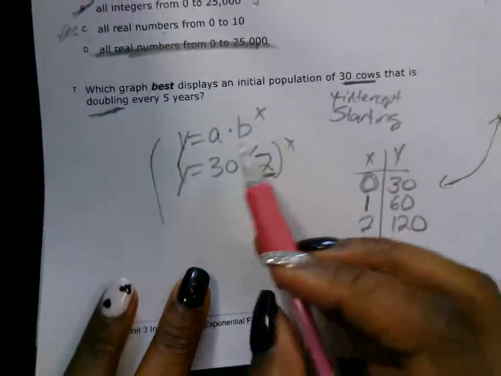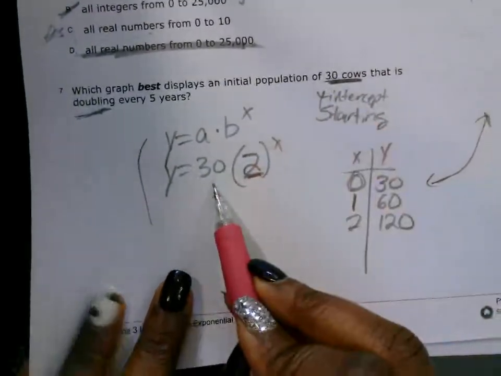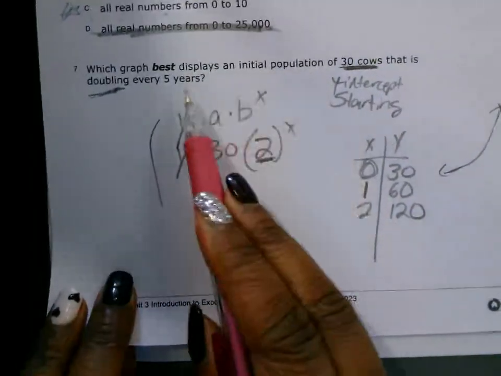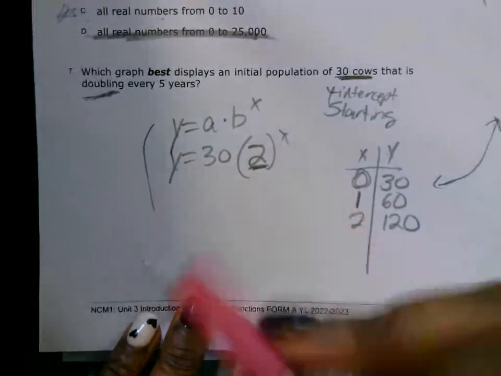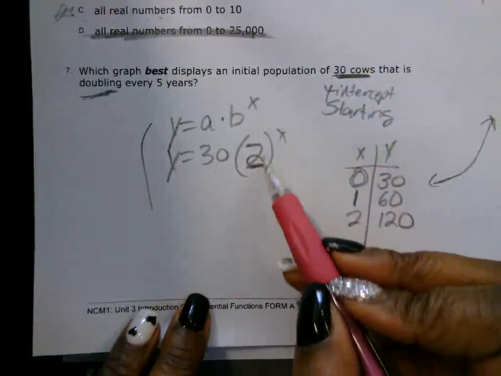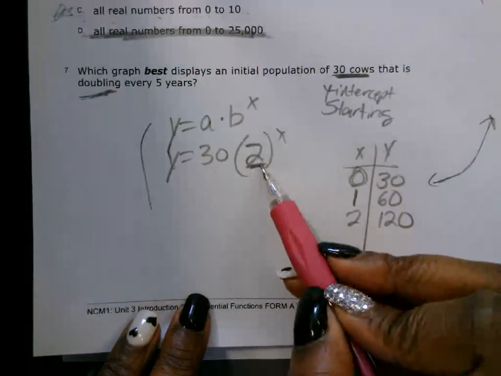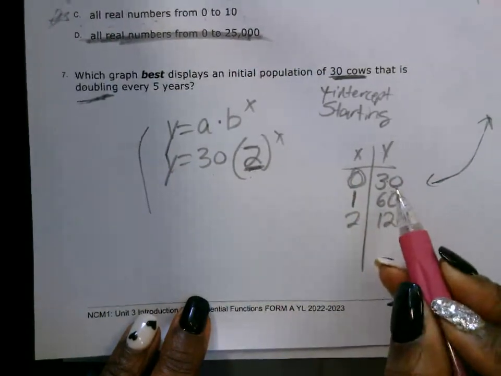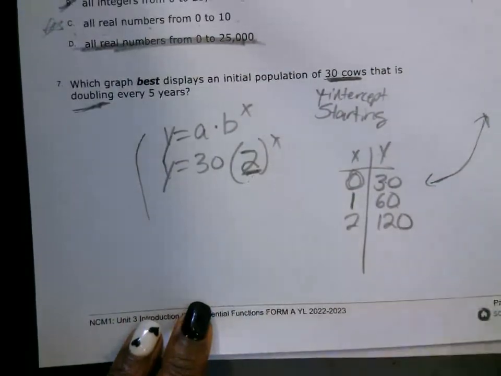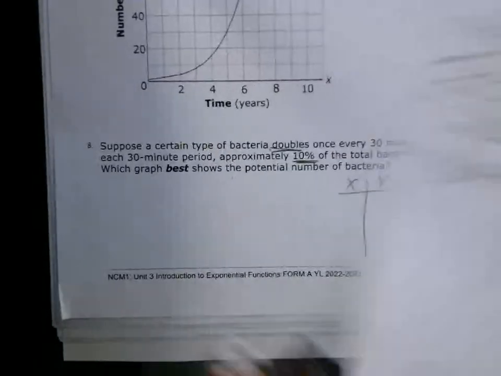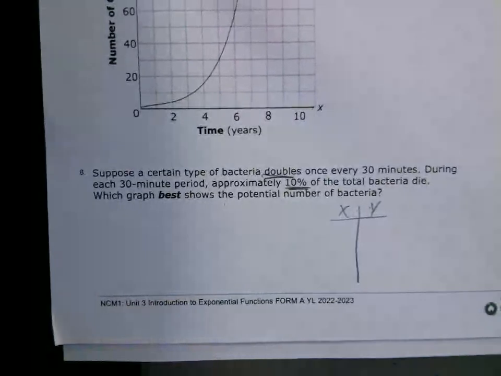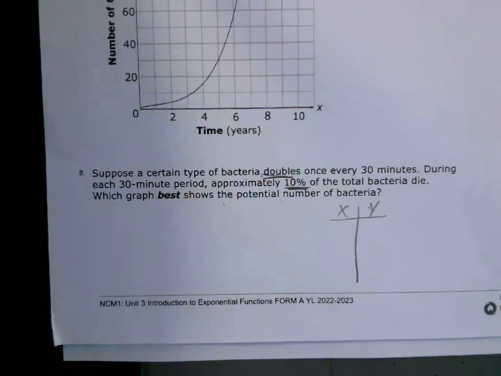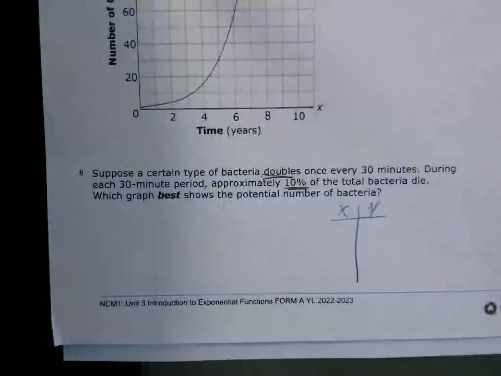All right, so the starting amount of cows is 30, and it is doubling every 5 years. So it's going up by 5-year increments. So we got 2 here. So it'll be 30, then 60, then 120, and so on and so forth. And then we chose the best answer, the graph, and we chose the one to be B. We circle B as our answer.